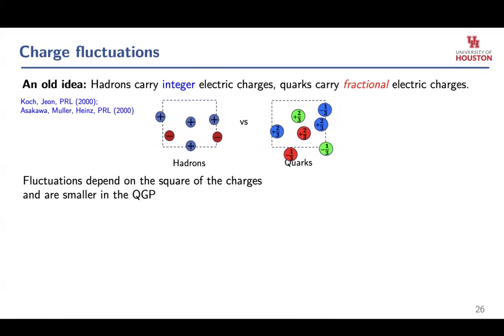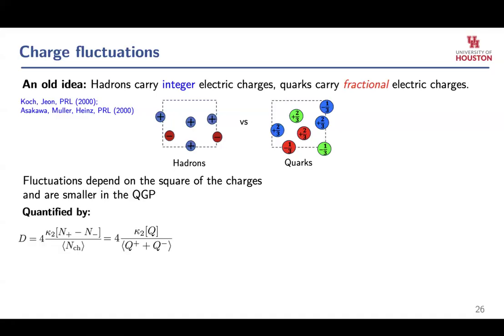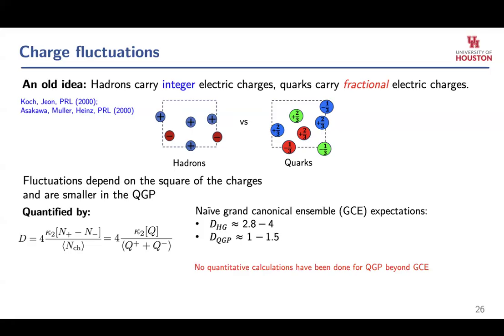Why? Because in QGP, the degrees of freedom are quarks, which carry fractional charge, while hadrons carry integer charge. And if you consider fluctuations of a number carried by carriers which have smaller units, such as quarks, compared to large units, fluctuations will be smaller. So this is, of course, the old idea, and the D measure was introduced a long time ago. In the grand canonical ensemble, if we throw away all other effects, we would see a large, more than factor 2 difference between these two scenarios. However, no quantitative calculations have been done for QGP.